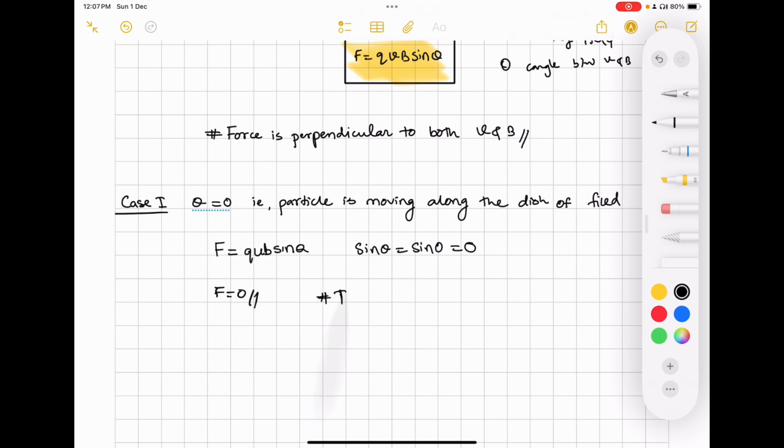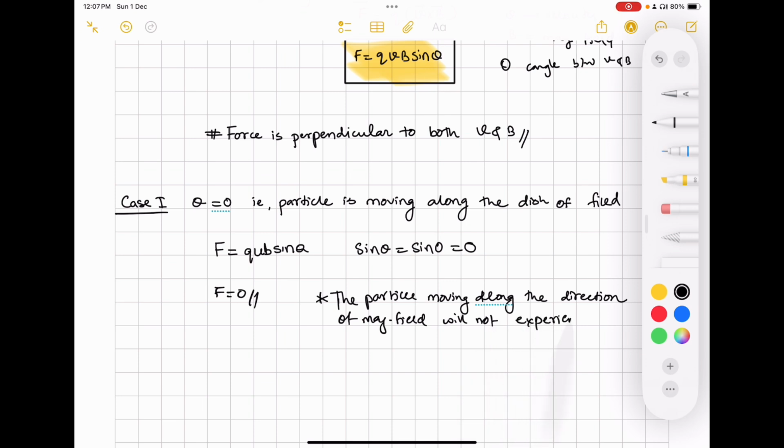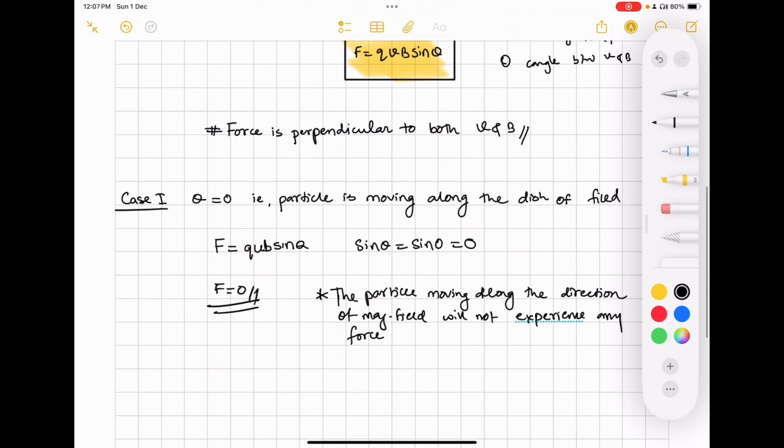So the particle moving along the direction of the magnetic field will not experience any force. That is, the force on the charged particle moving along the direction of the magnetic field will be 0.